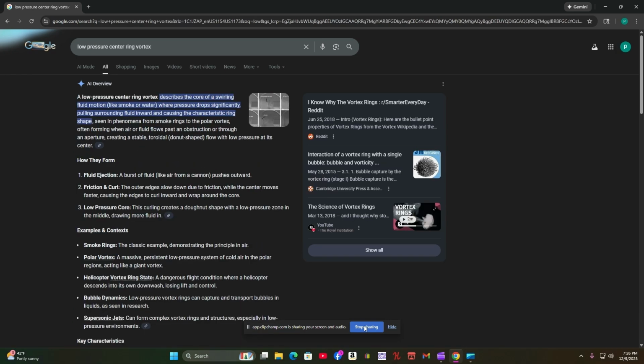On screen, it shows where a ring vortex has a low pressure center, describes the core of a swirling fluid motion, like smoke or water, where pressure drops significantly, pulling surrounding fluid inward and causing the characteristic ring shape. So, this gives you an indication of what's happening when a ring vortex is formed. It actually pulls everything in towards the center by creating a low pressure center.